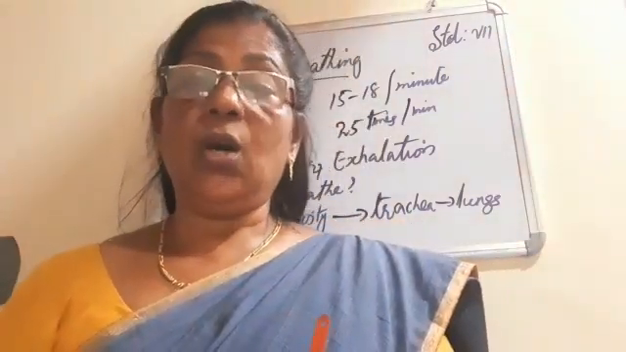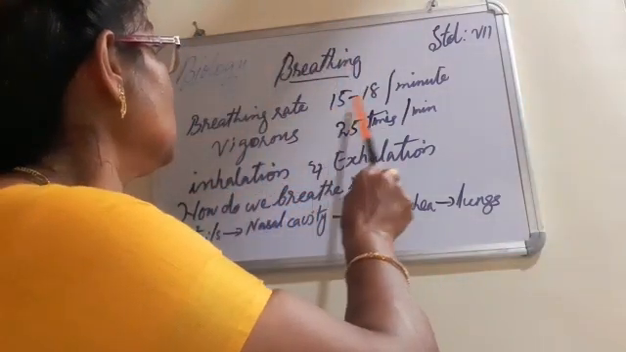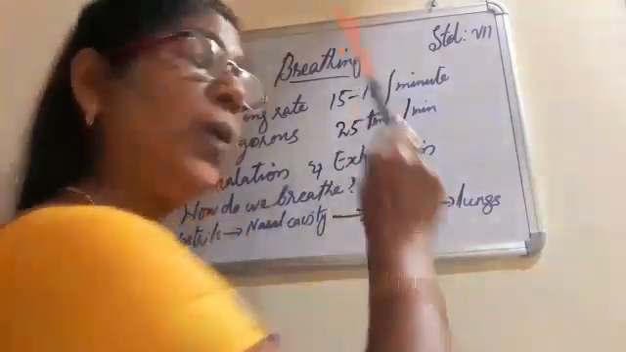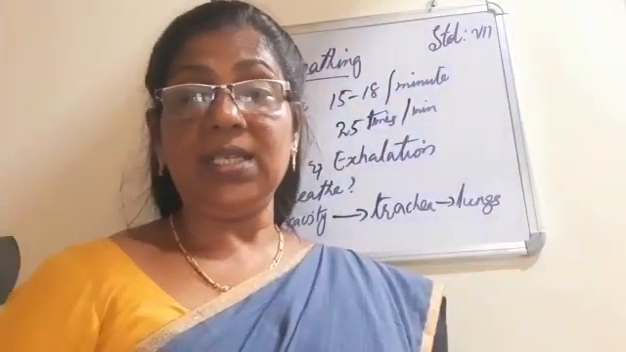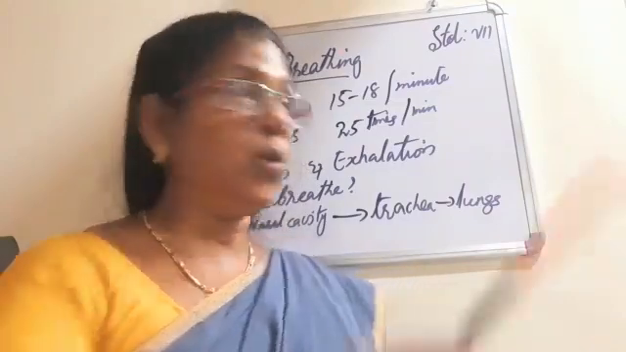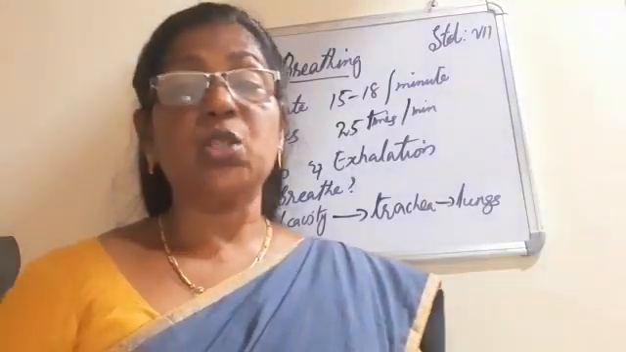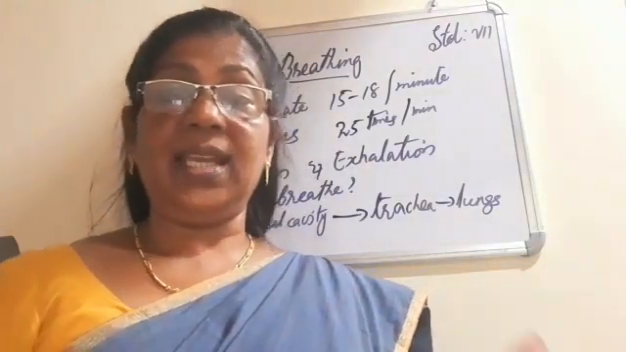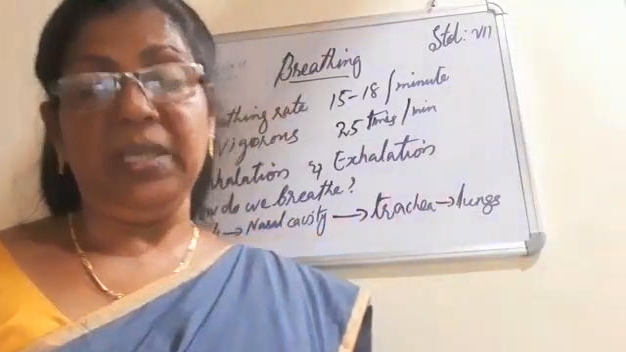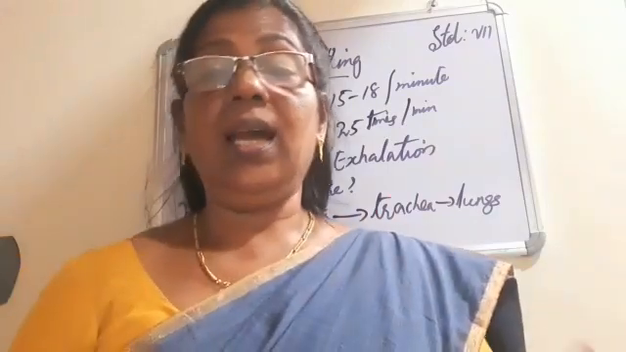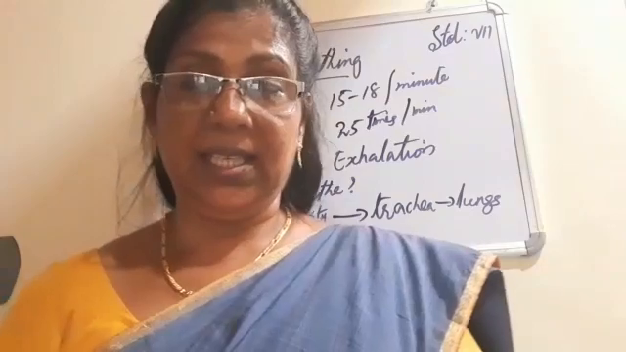Normally a healthy person breathes 15 to 18 times per minute. That means in a minute a person can breathe 15 to 18 times. But those who are doing vigorous exercise can breathe 25 times per minute. Now let's see the mechanism of breathing.